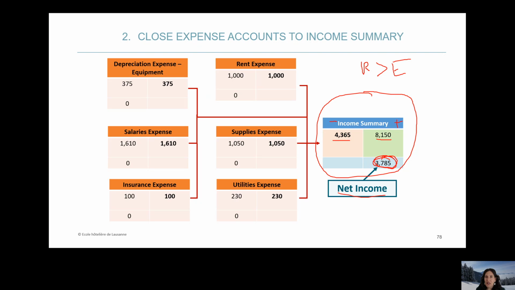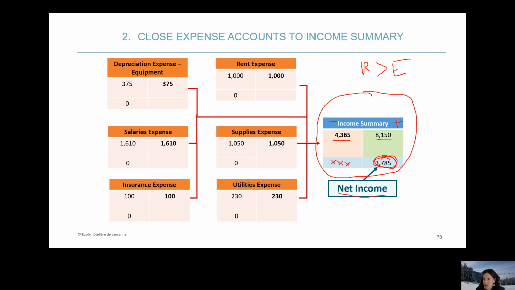So in order to empty my income summary account, which will be step number 3 of my closing process, so if I want to remove my net income from my income summary, I will have to debit that amount of 3,875 for my income summary to bring the balance of my income summary account to 0.